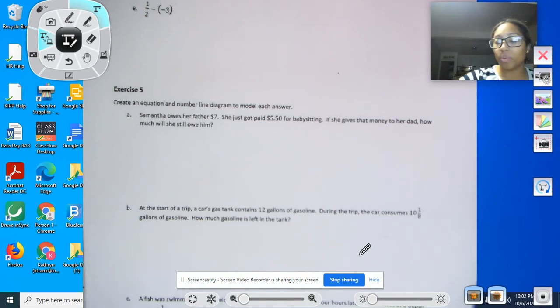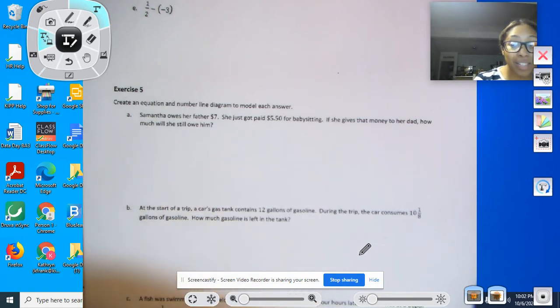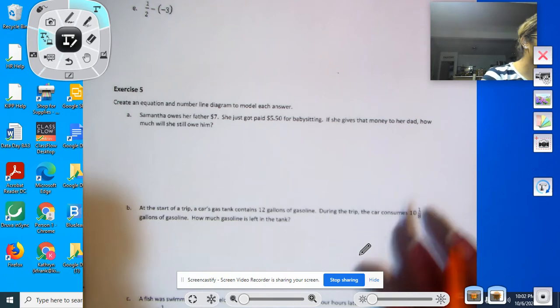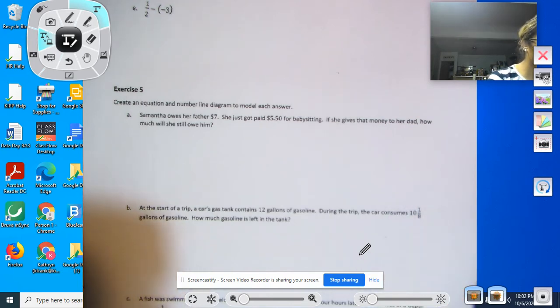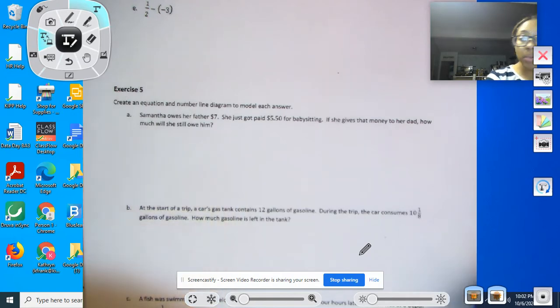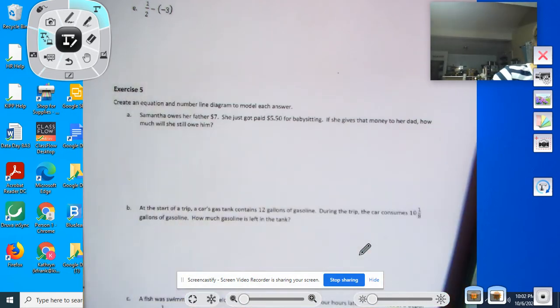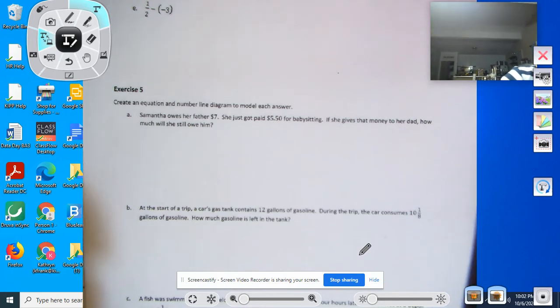So, let's dive in. We've got a few word problem examples. The first one says Samantha owes her father $7. She just got paid $5.50 for babysitting. If she gives that money to her dad, how much will she still owe him? Well, this is a word problem, so we've got to do some RDW. So let's decode what this story problem, or this short story, is trying to tell us, okay?